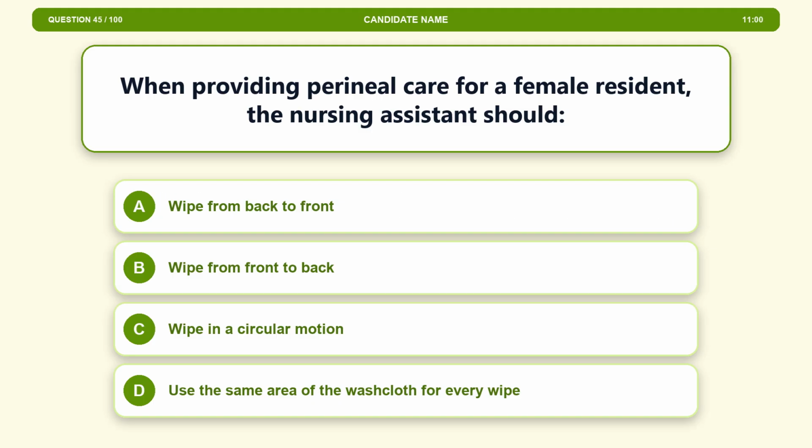Question 45. When providing perineal care for a female resident, the nursing assistant should: Option A. Wipe from back to front. Option B. Wipe from front to back. Option C. Wipe in a circular motion. Option D. Use the same area of the washcloth for every wipe.